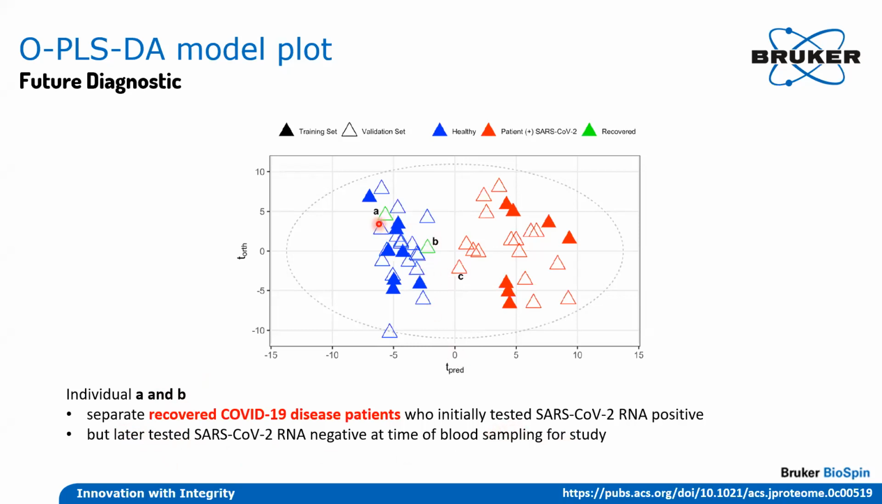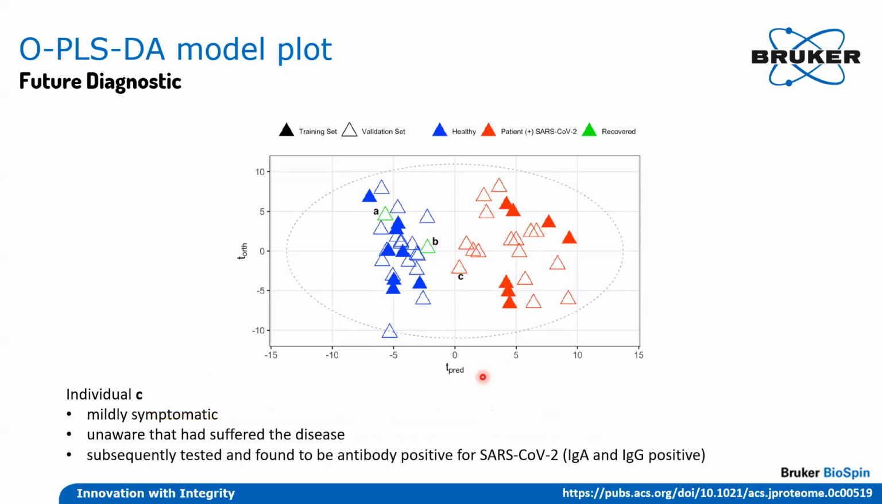Both individuals show coordinates which are close to or within the healthy group regions. So this supervised OPLS-DA method gives a very clear differentiation between the COVID-19 patient group and the healthy group. And another example to show, which is the C.